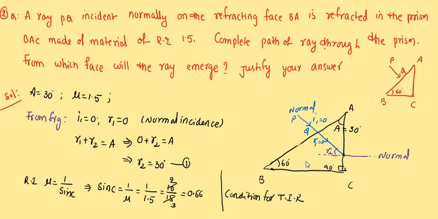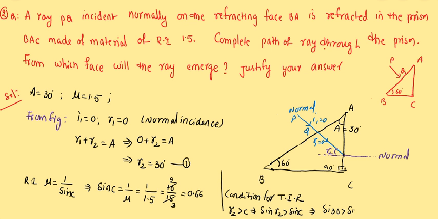If R2 is greater than the critical angle, then total internal reflection takes place, and the light passes through BC. If that condition is not obeyed, then refraction takes place and it will pass through the AC surface. We write the condition: R2 greater than C, then total internal reflection occurs. That is, sin R2 greater than sin C. You know the R2 value, so sin 30 greater than sin C.